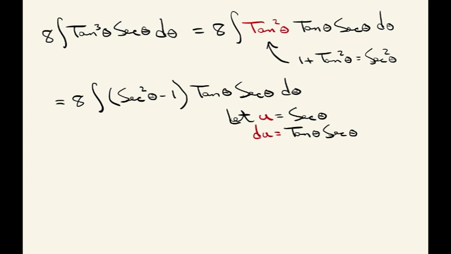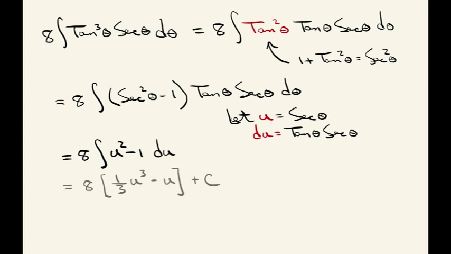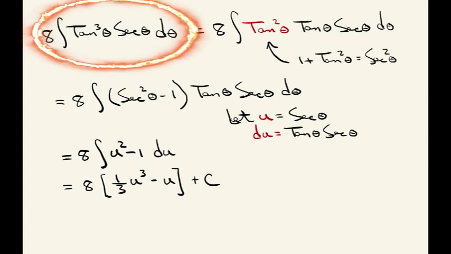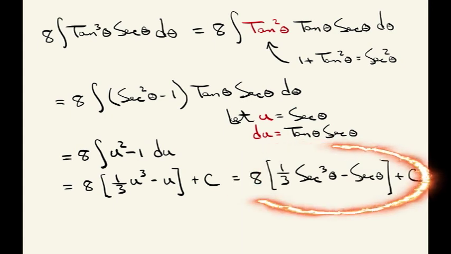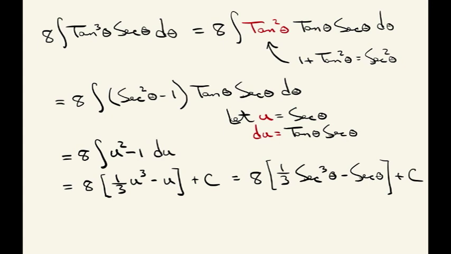Therefore, our new integral can be written as 8 times the integral of u squared minus 1 du. Of course, this is equal to 8 times the quantity of 1/3 u cubed minus u, plus c. Substituting secant theta back in for u gives us that 8 times the integral of tan cubed theta secant theta d theta is equal to 8 times the quantity 1/3 secant cubed theta minus secant theta plus c.